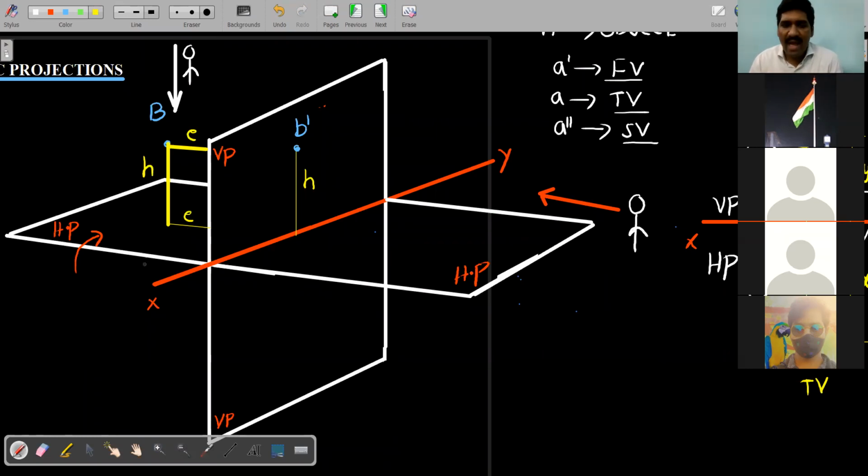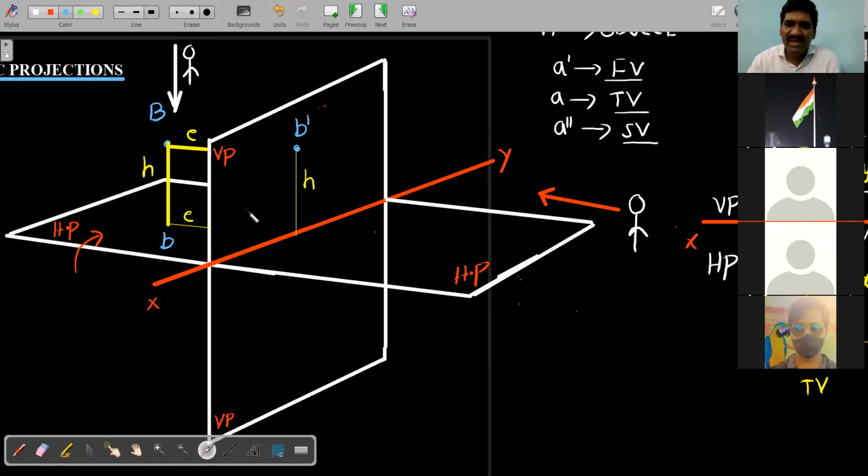Okay, am I right, all of you? Clearly there is a picture. But this becomes, in the top view, nothing but the point below. So now tell me, all of you, where is the front view? This is the front view. Where is the top view? This is the top view.